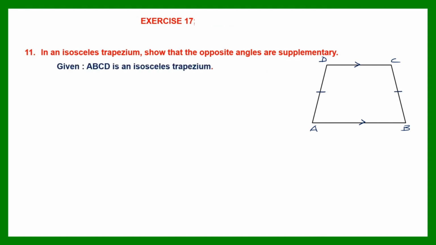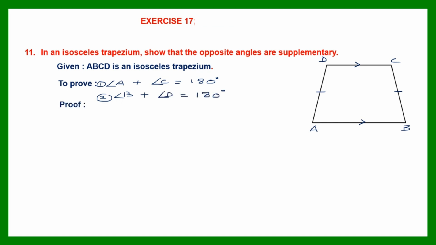We are given that ABCD is an isosceles trapezium, and we have to prove that the opposite angles are supplementary. That means angle A and angle C are supplementary, angle B and angle D are supplementary. So let's write that. We have to prove that angle A plus angle C is equal to 180 degrees. This is the first proof. And the second one that we have to prove is that angle B plus angle D is equal to 180 degrees.